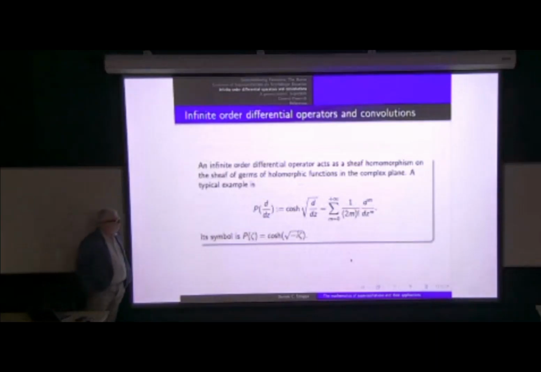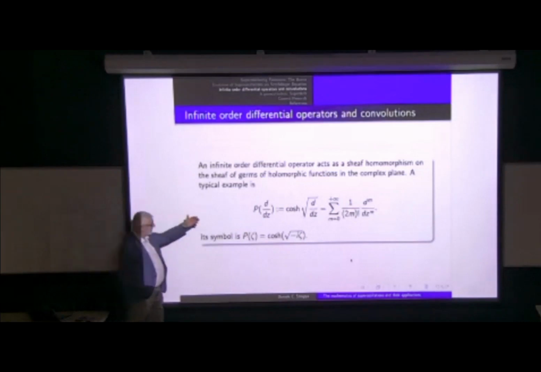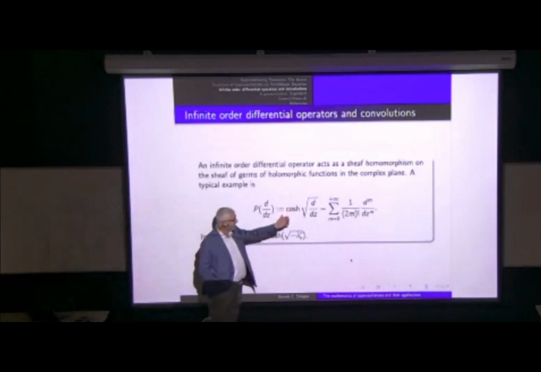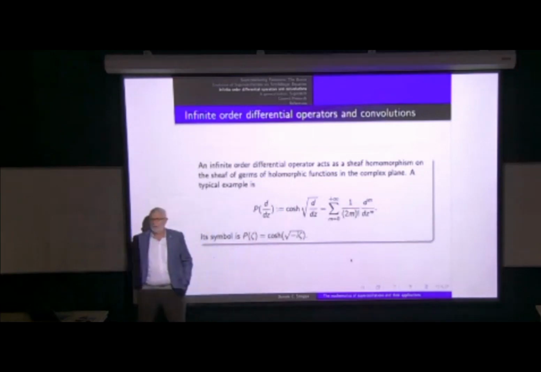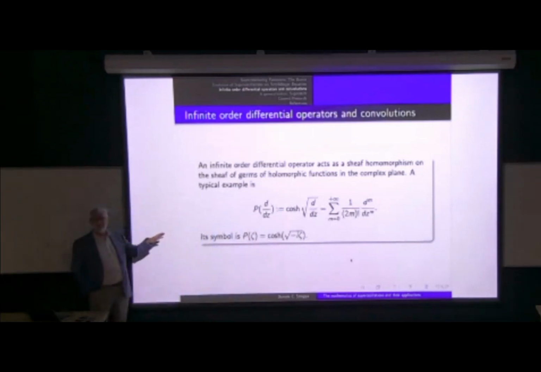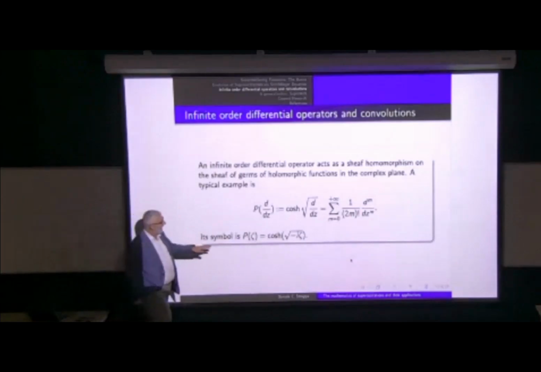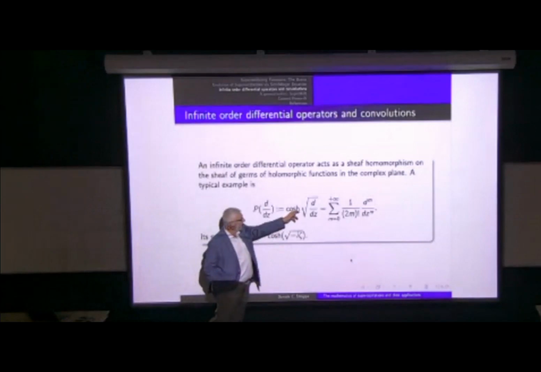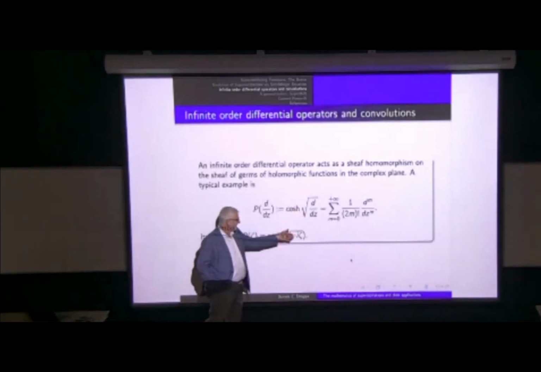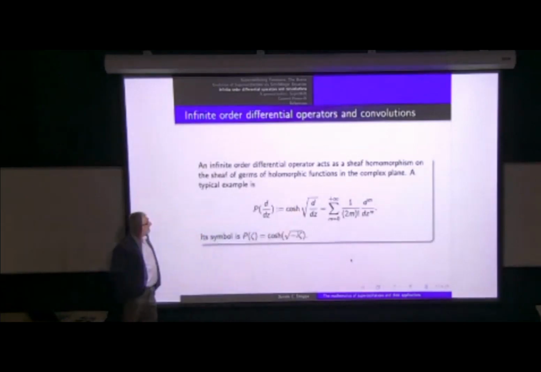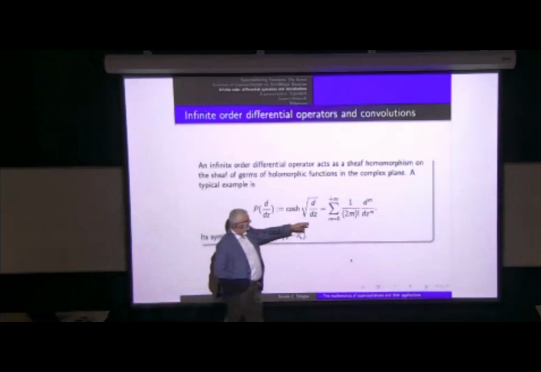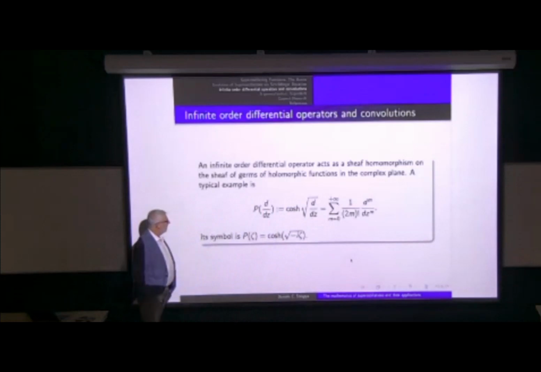A good example of an infinite order differential operator is something whose symbol is the hyperbolic cosine of the square root of the derivative. Well, shouldn't worry. This is a funny way of writing it because the square root of a complex number is a complex object, but the reality is that because the hyperbolic cosine has only even powers, that's what this really means. And so this is the expression of this particular differential operator.